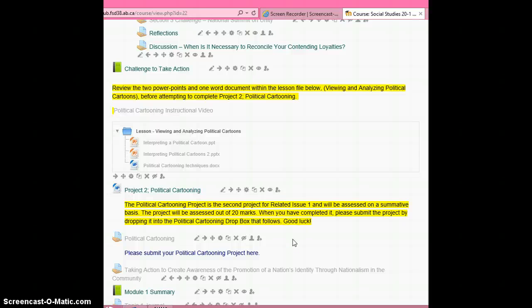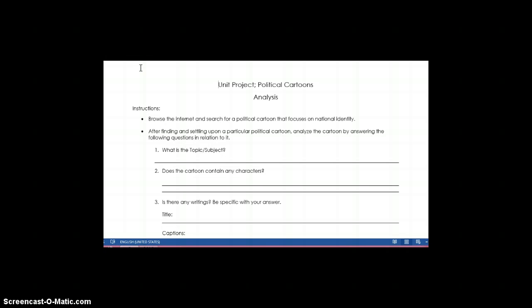Now that we've reviewed and interpreted political cartoons and reviewed a number of different political cartooning techniques, let's get started with the actual project. Remember, once you've completed this project, make sure you submit it by dropping it into the political cartooning drop box. In the political cartooning project, you are basically tasked with doing two things.